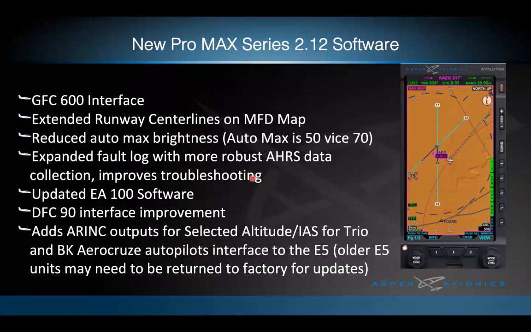Also, as I mentioned earlier, it adds ARINC inputs or outputs for selected altitude, indicated airspeed, for both the True and Genesis autopilots. If you have an older D5, like the original release, I think there's a new part number, so if you want one of these autopilots, you may have to send a D5 back, but just work with your dealer and your sales manager, and they'll get it figured out for you.